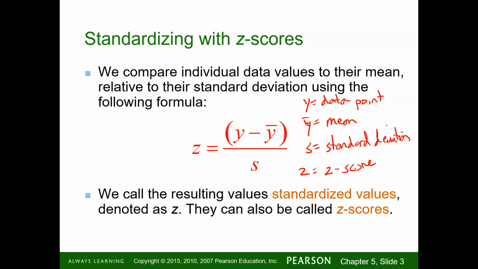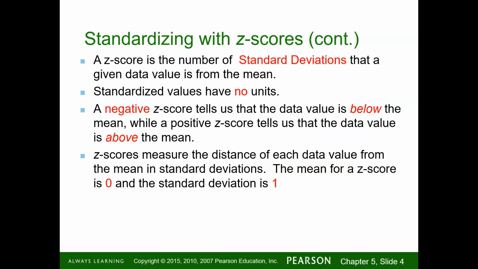So we call the resulting values standardized values because we're making it a standardized value where it's the same for every distribution if you do this. So these are called z-scores. This is a very, very important thing in statistics, one of the most important things you'll learn. So, standardizing with z-scores: the z-score is the number of standard deviations that a given data value is from the mean. It's how many standard deviations away you are from the mean.